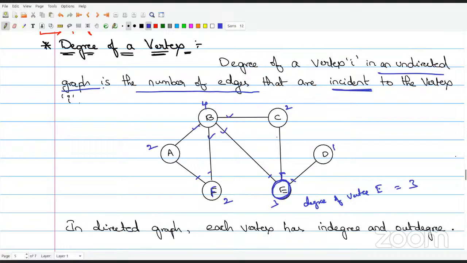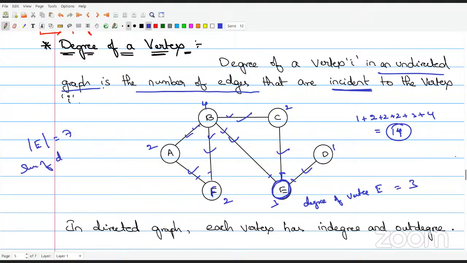Now, again, there are a few properties of this degree. So just add all the degrees of all the vertices. What we will get? 1 plus 2 plus 2 plus 2 plus 3 plus 4. So we are going to get 14. And how many edges are there in the graph? 7. So you count 1, 2, 3, 4, 5, 6, 7. So the cardinality of the edge set is 7.